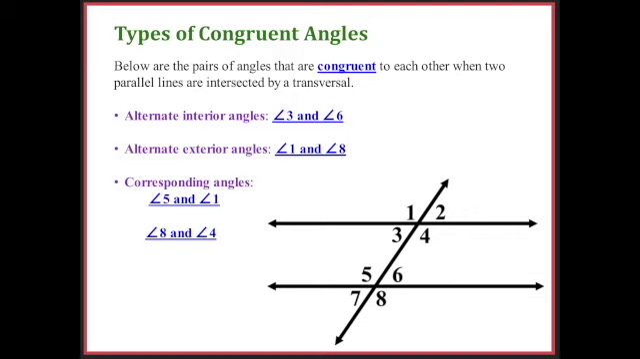The types of angles that are congruent are alternate interior angles. Here is an example of alternate interior angles. 3 and 6 are alternate interior angles. Those angles would be congruent. Name another pair of alternate interior angles besides 3 and 6.